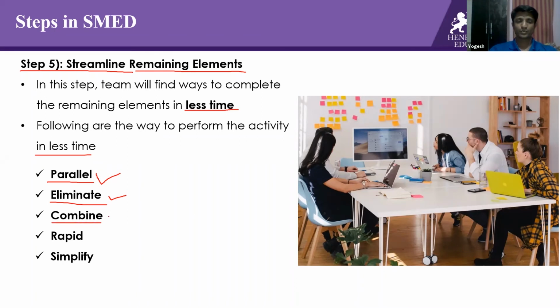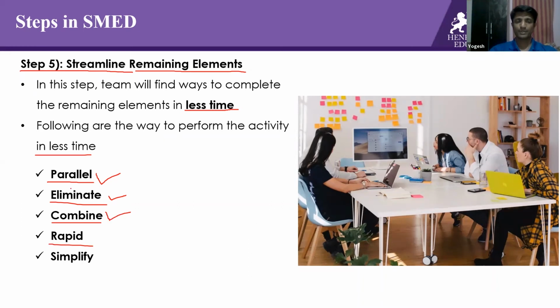Then combine. Combine means you need to find out those activities that can be clubbed together. Like taking out a tool and opening one kind of bolt, and then taking a second tool to open the next bolt that is nearby. What we can do is use a single tool for both activities. So what we are doing here is combining those two activities together. Combining can also be used in order to reduce the time.